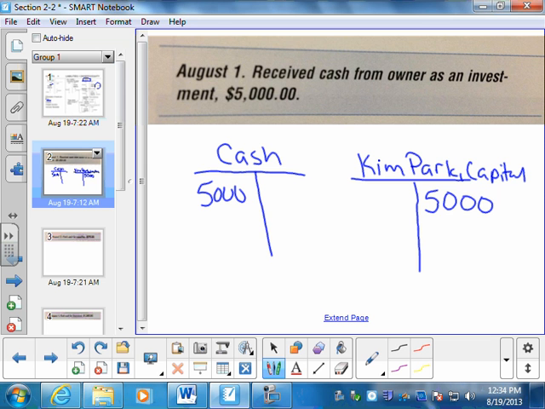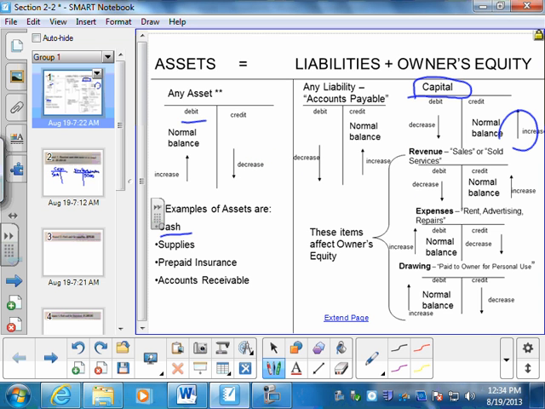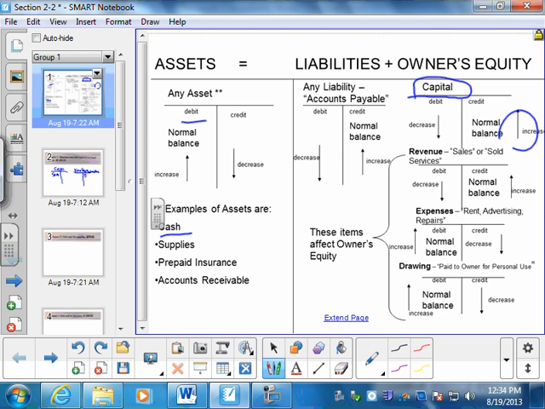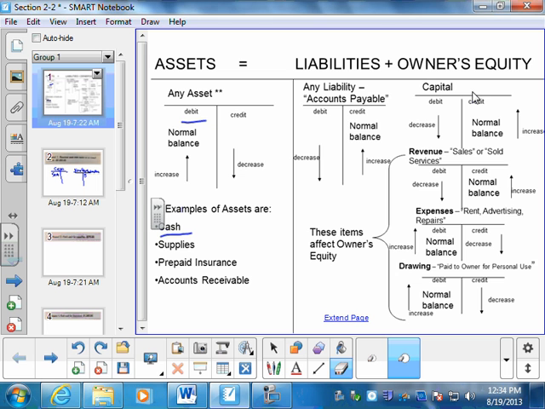So we're in balance. So let's see if we can erase the writing on that page. Maybe not. Let's just do this instead. That's probably the easiest thing to do.